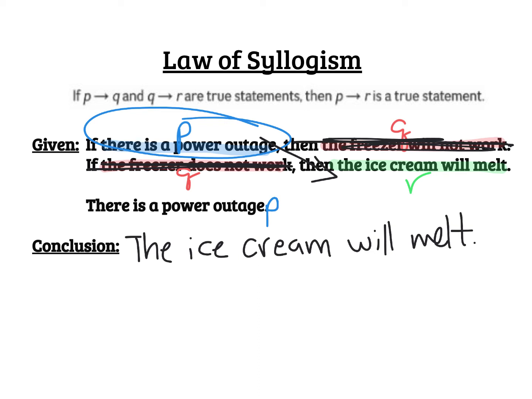Yeah, so we're going from P and we conclude R. This is what we're trying to say with the law of syllogism. Q is not going to be included because it's assumed, right? If there's no power, then at the end we're going to have our ice cream melting as a result. So Q is not necessary to be said. We just go from P to R.